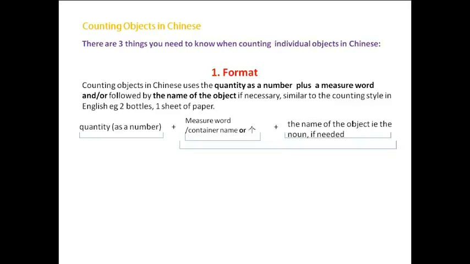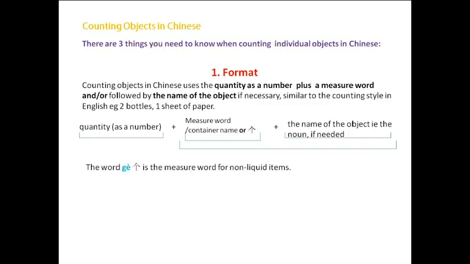First, you give the quantity as a number, then the measure word or the word ge, followed by, if needed, the name of the object, i.e. the noun. This is similar to the counting style in English, where we say 2 bottles, where 2 is the quantity, and bottle is the measure word or the container. And 1 sheet of paper, where 1 is the quantity, sheet is the measure word, and paper is the object name.